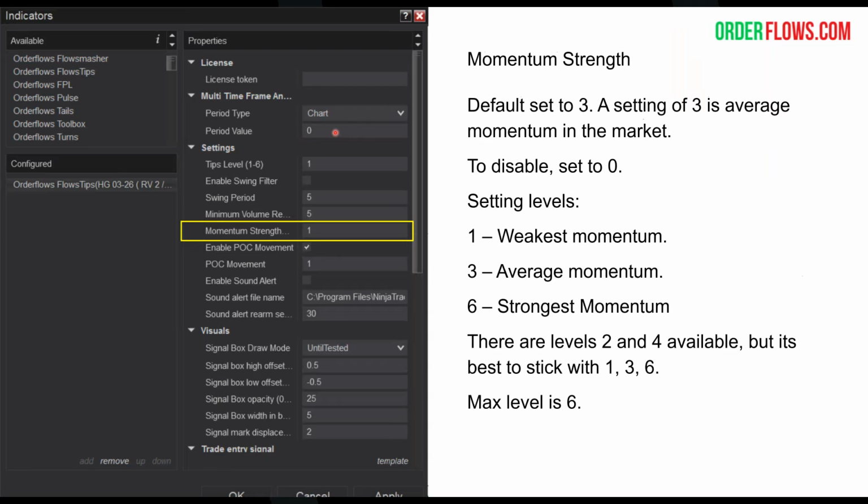Momentum strength is another important setting. The default, I believe, is set to 3. So 3 is average momentum in the market. To disable, set to 0. With 0 momentum, we wouldn't look at momentum. 1 would be, I'd say the weakest momentum, but it's really the lowest, the minimum momentum requirement. 3 is average, 6 is strongest. 2 and 4 are available, but I just tend to stick with 1, 3, and 6. The maximum level, of course, is 6.